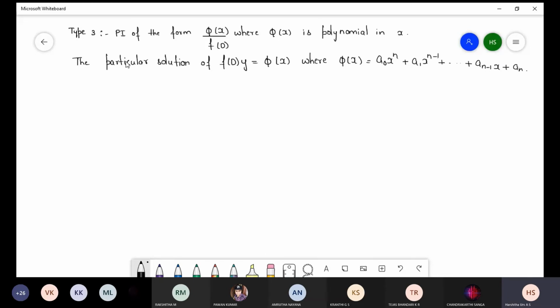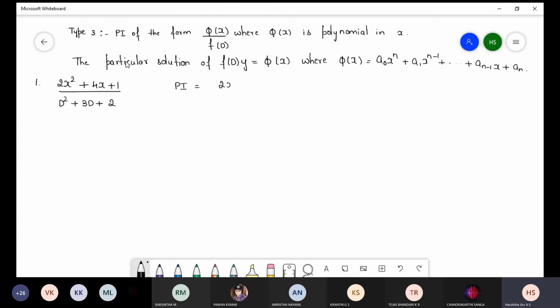So let us see the first example, how to find out the yp for type 3, because yc is the same for homogeneous type 1 and also for type 2. Yc will be the same for every type, only yp will vary. So take down the first example: 2x square plus 4x plus 1 divided by D square plus 3D plus 2. This is the form. So I write the particular integral.